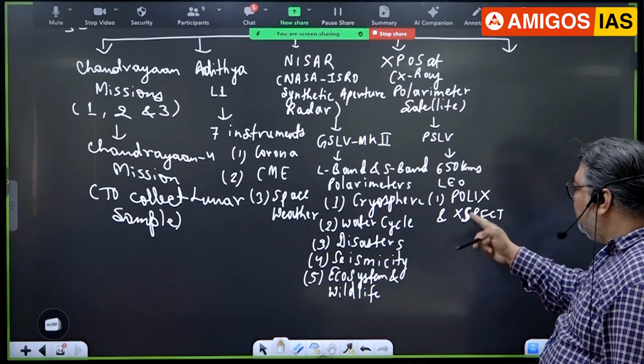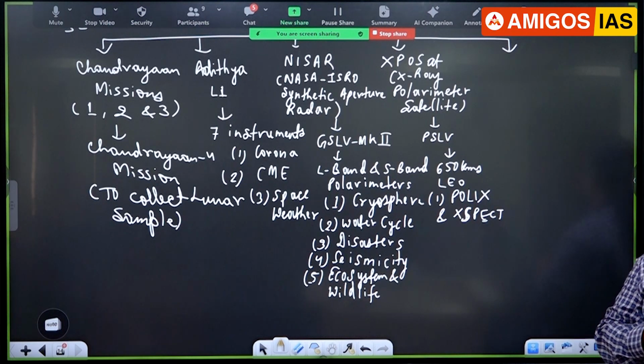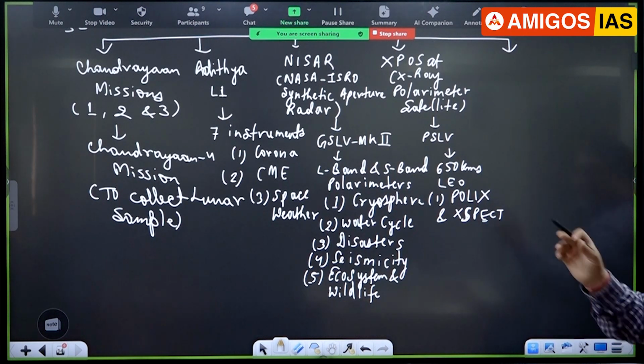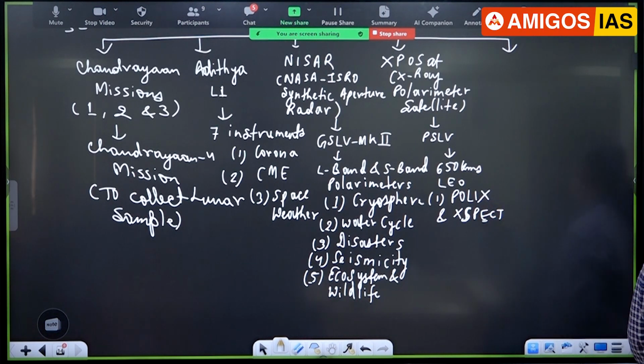These are two X-ray spectrum emission instruments. This telescope is there, and the other one is an X-ray polarimeter instrument, the POLIX. And what are the objectives here? XPoSat we have discussed last time. What is XPoSat studying? Black holes, neutron stars.